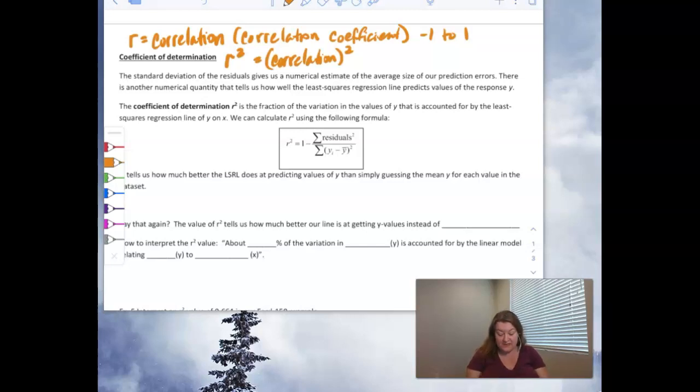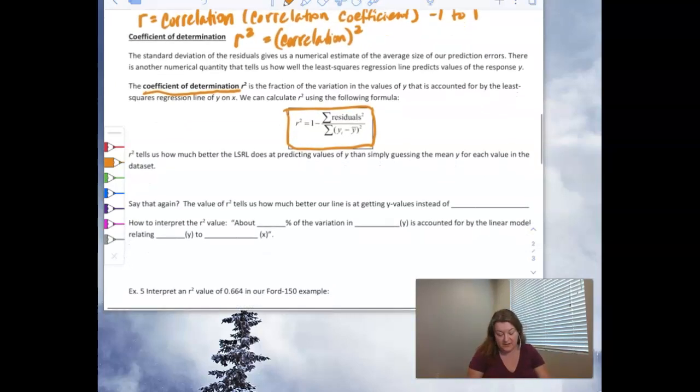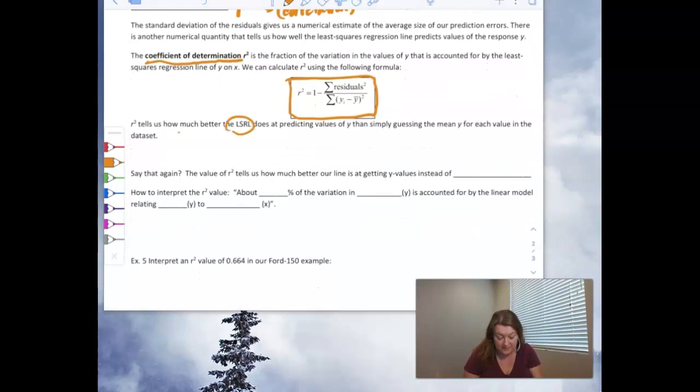R squared is called the coefficient of determination, which is really, really awful. And it's got this really awful formula that goes with it that is summing up the residuals on top, summing up the residuals on the bottom, squaring them each, and then doing 1 minus, okay? Well, what do we do about this? What is it really trying to tell us? It's trying to tell us how much better our least square regression line is for predicting y values than simply just guessing at a number.